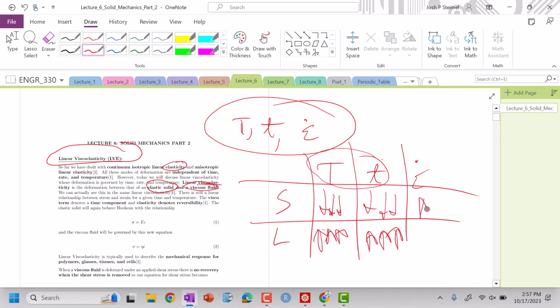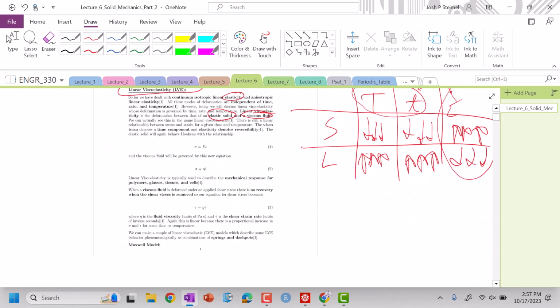Now, at very high strain rates, because a strain rate is effectively a frequency, it's going to behave like a solid. At very low frequencies, it's going to behave like a liquid. So strain rate is something that's still related to time, but varies a little bit differently.